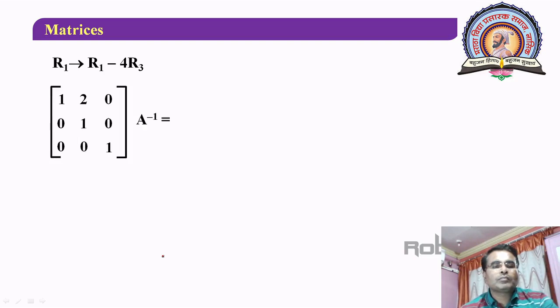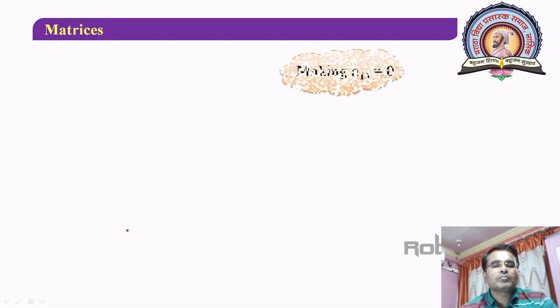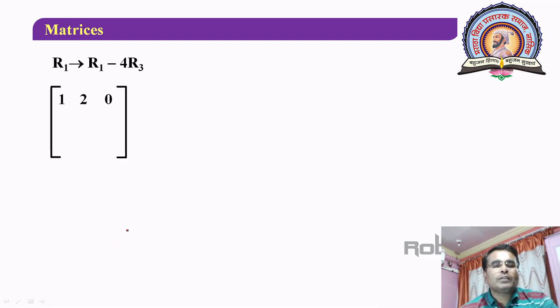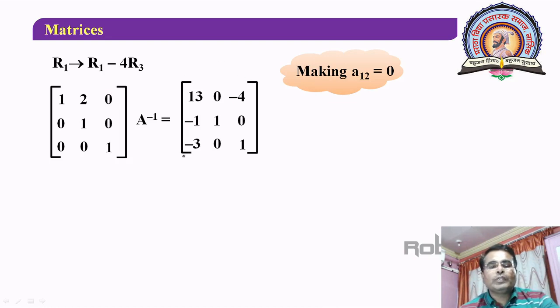We have to make this also 0, and for making this 0 you can consider R1 minus 4 times R3, and therefore R1 minus 4R3 is considered. That will give you 0 here instead of 4. The same transformations are applied on the right hand side also, due to which you will get this 0.